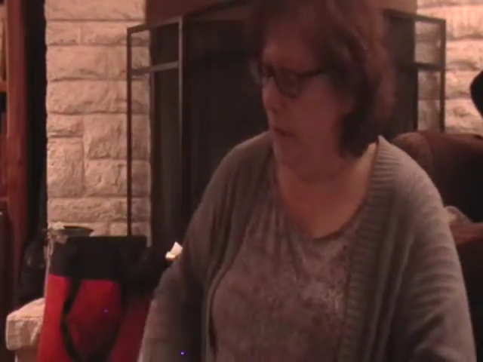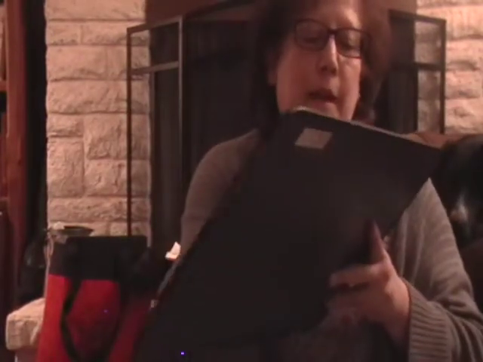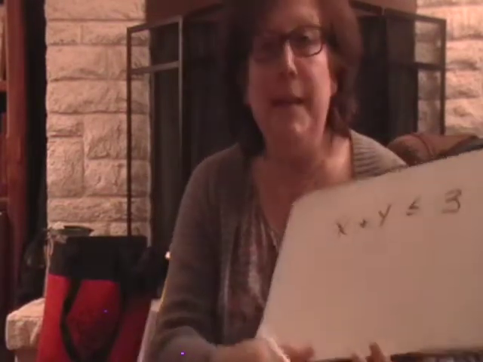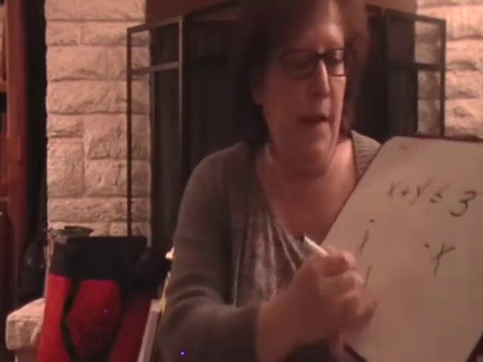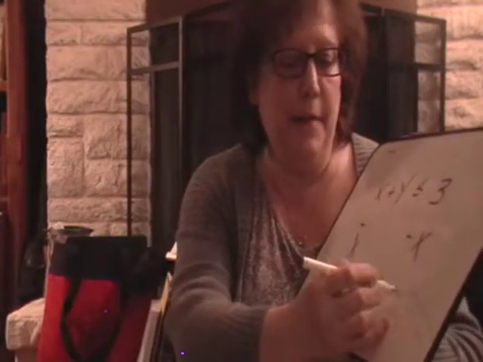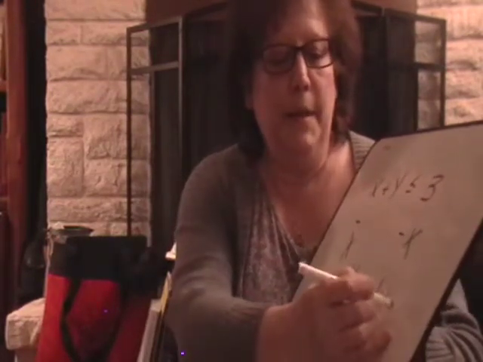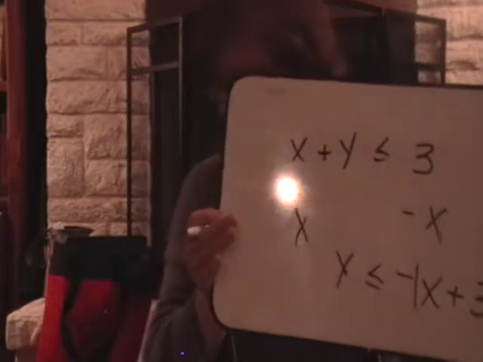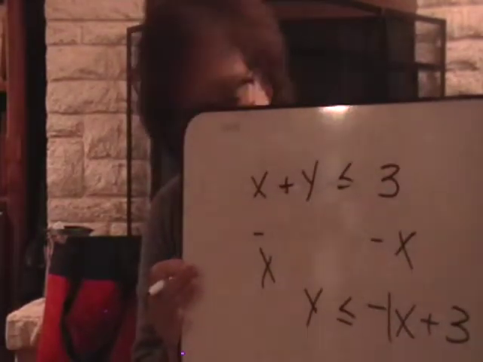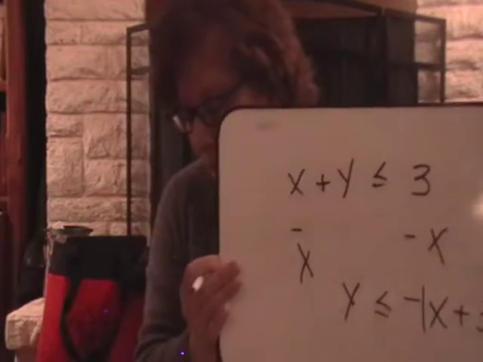If you look at the first one, x plus y is less than or equal to 3. We have to remember that we have to manipulate that equation first. So we're going to leave the y alone and move the x. We're going to have y is less than or equal to negative x, which is just negative 1x, plus 3. Now I want to grab one of my little nifty boards, and I want to put my y-intercept on there.